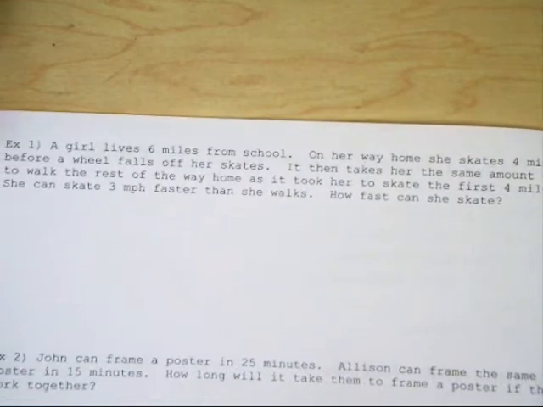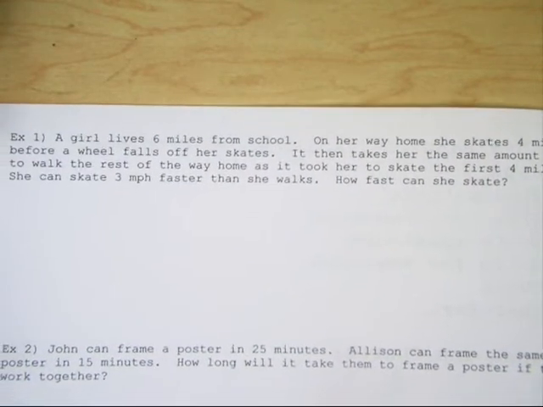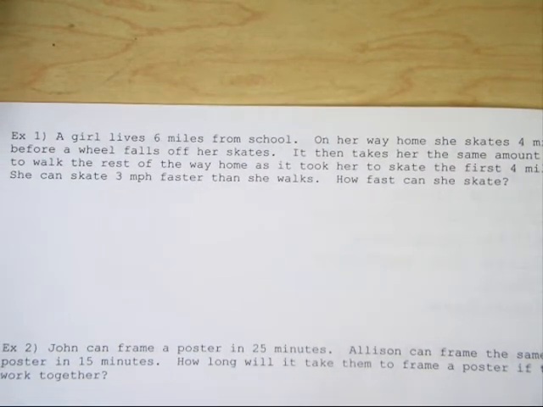Okay, we need to decide what chart or problem we're going to use for this. Example 1. A girl lives 6 miles away from school. On her way home, she skates 4 miles before a wheel falls off her skates. Then it takes her the same amount of time to walk the rest of the way home as it did for her to skate the first 4 miles. She can skate 3 miles an hour faster than she walks. How fast can she skate?